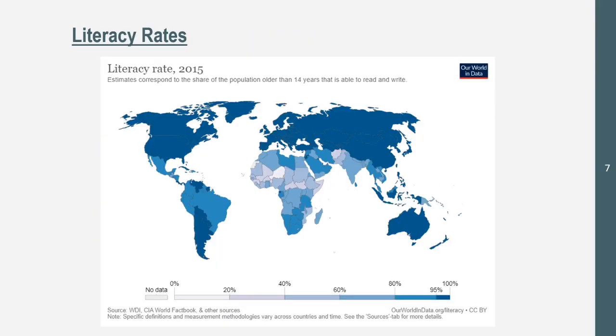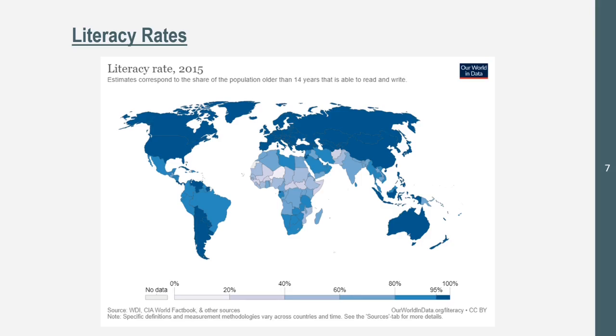So these are literacy rates for 2015. Estimates correspond to the share of the population older than 14 years old that is able to read and write. Doesn't matter what language, it's just that they can read and write in some language. And we can see here that our developed countries have higher literacy rates. The ones that focus on education, ones that have maybe been a core country or are a core country now, are going to have good literacy rates.